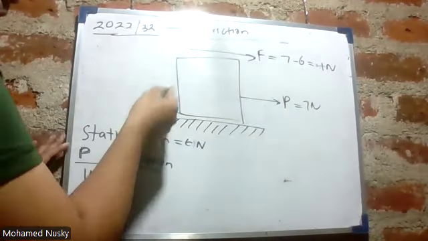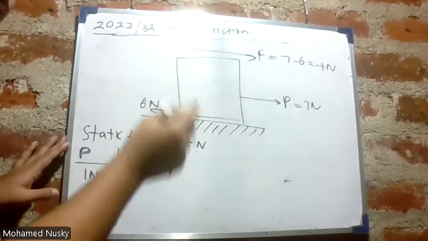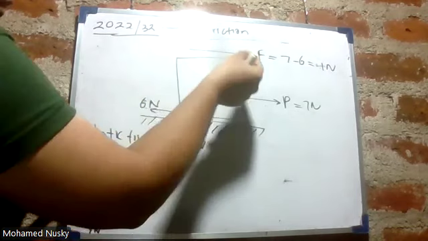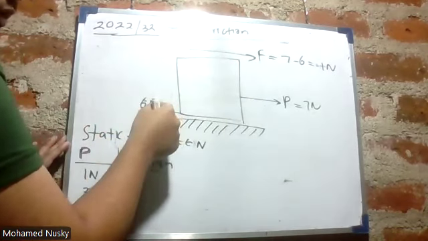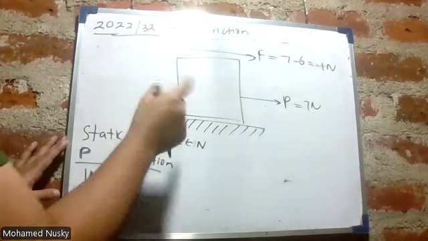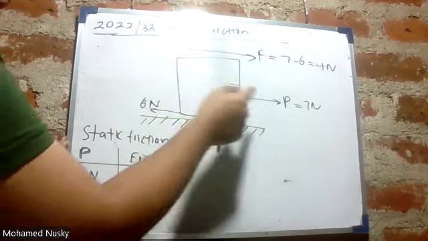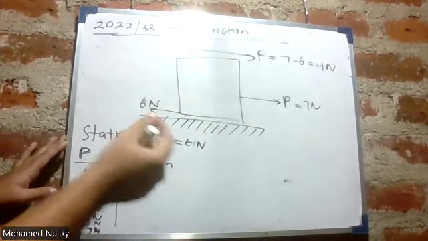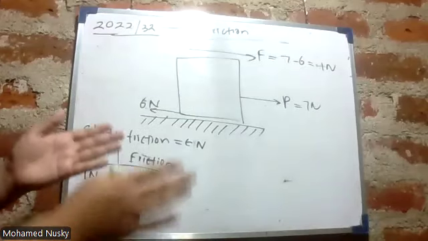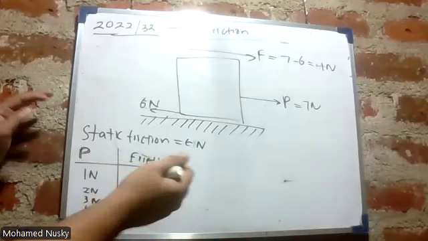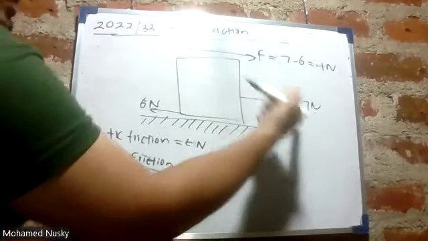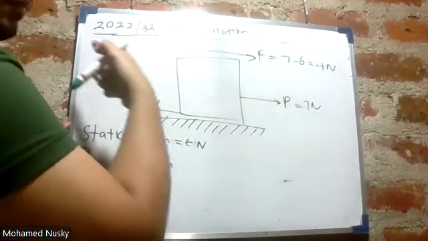So when 6 Newton is applied, the object will not move. What is the friction acting? Static friction will be acting. And at that 6 Newton, the limiting friction will be acting. The maximum static friction is the limiting friction. When 6 Newton is given, the object will just start to move. It will not move, it will be at rest. It is something in the middle between movement and being at rest. Once we apply 7 Newton, the object will be moving.